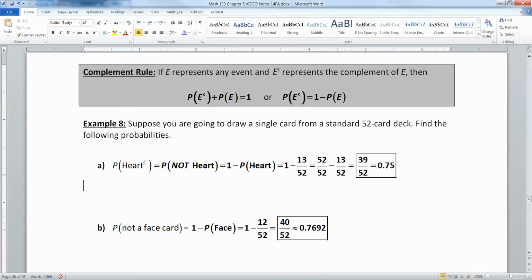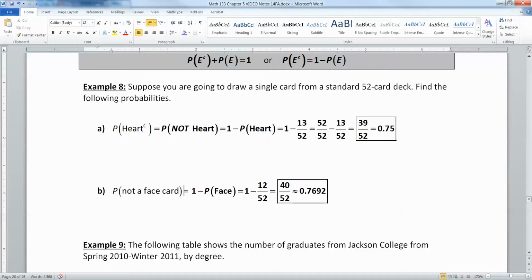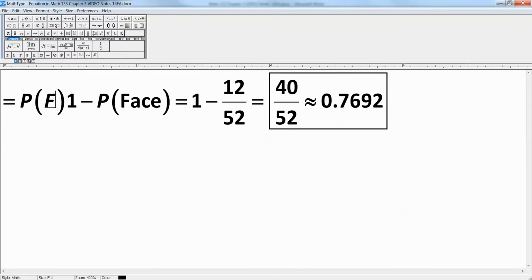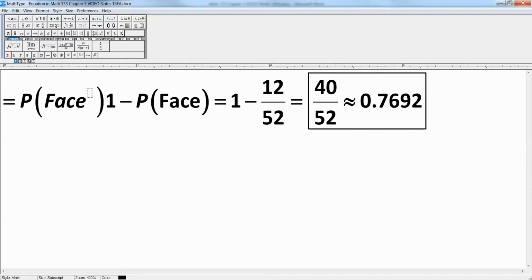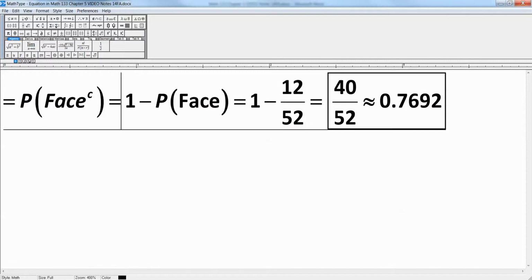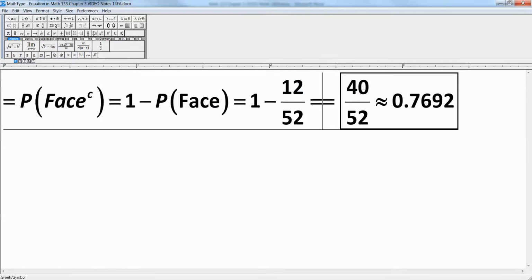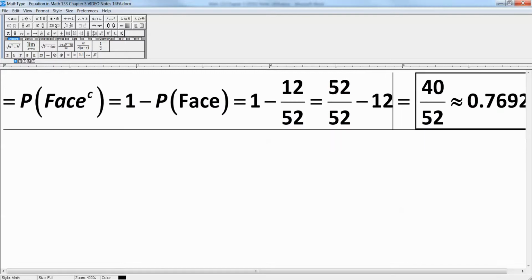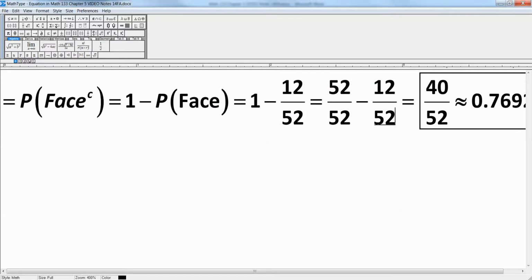All right, now what about a face card? I do not want a face card. So what I'm really looking at here is the probability of face complement. I want the complement of a face card, which means I want 1 minus the probability of a face card. Well, there's 12 face cards out of 52, and you take it away from 1 again. So that would be 52 out of 52, take away 12 out of 52. And again, 52 take away 12 is 40. That's where that number comes from.